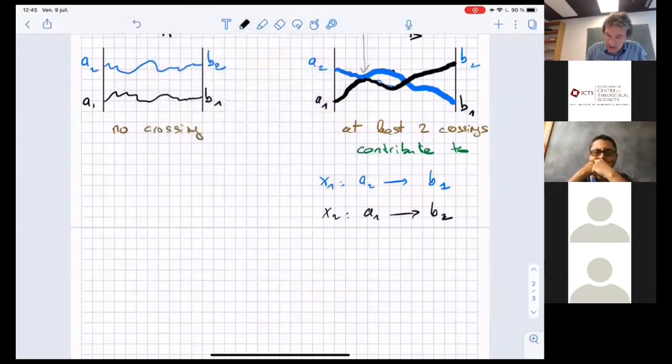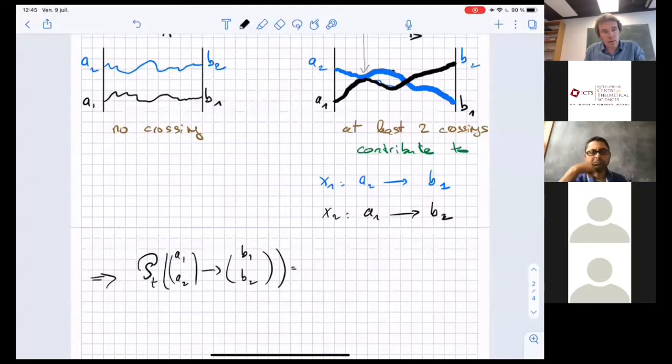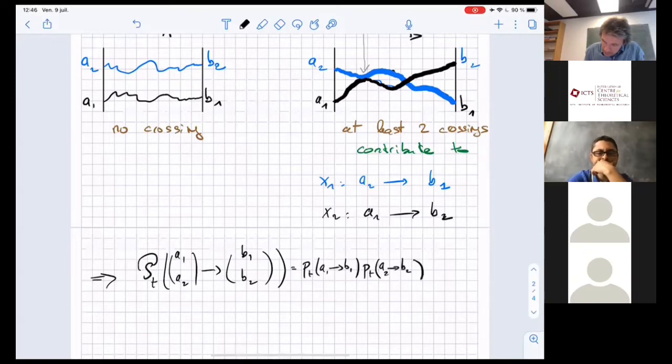So let's write now mathematically what I tried to show you here graphically. If you want to compute this probability, starting from A1, A2 to B1, B2, well, I will first include all the trajectories that start from A1, A2 arriving at B1, B2, but without the constraint, so that is just the P_T single particle A1 to B1 times P_T from A2 to B2.